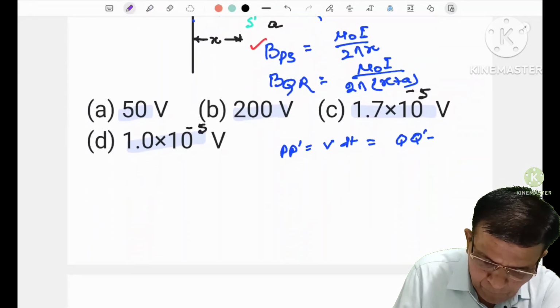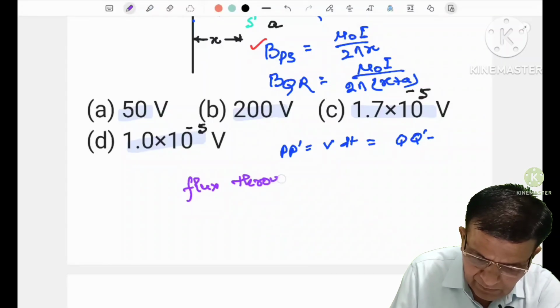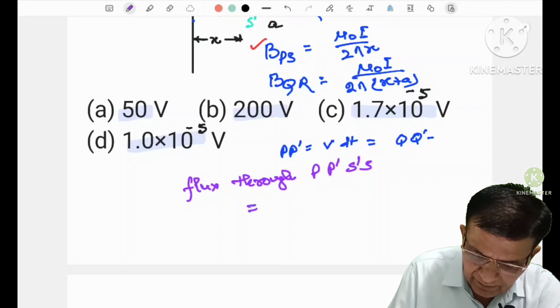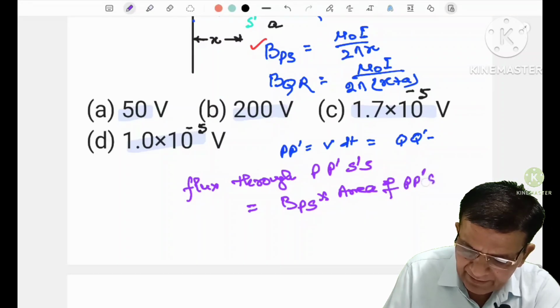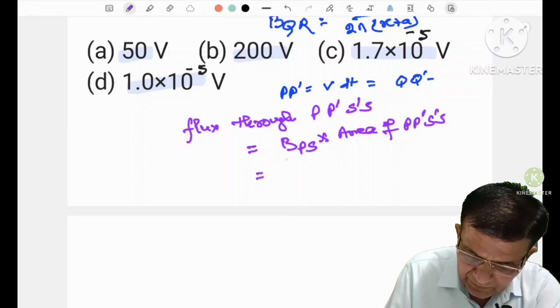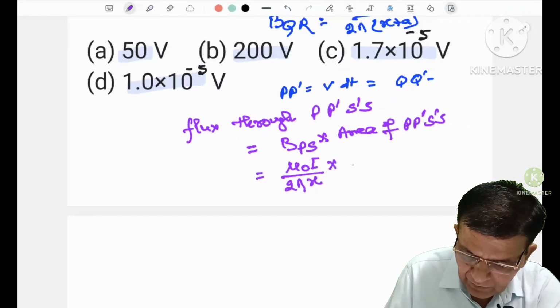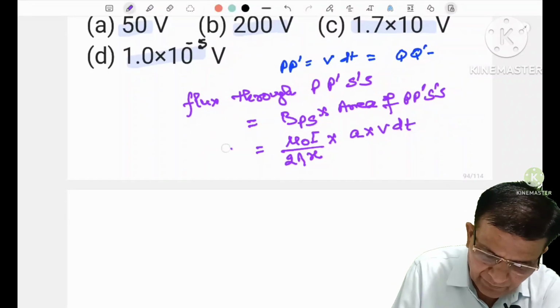फ्लक्स थ्रू PP डैश S वो होगा BPS इंटू एरिया ऑफ PP डैश S इज इक्वल टू μ0 I अपॉन 2 पाई x इंटू A इंटू V dt. This is suppose phi 1.